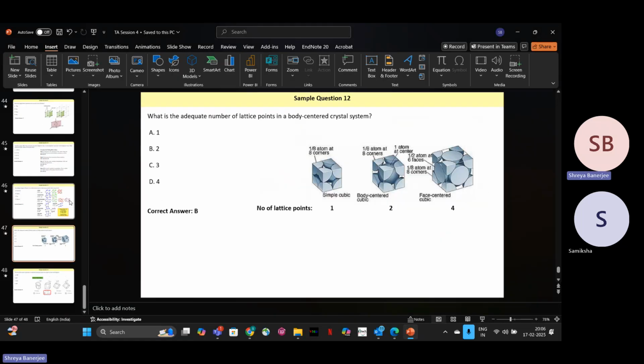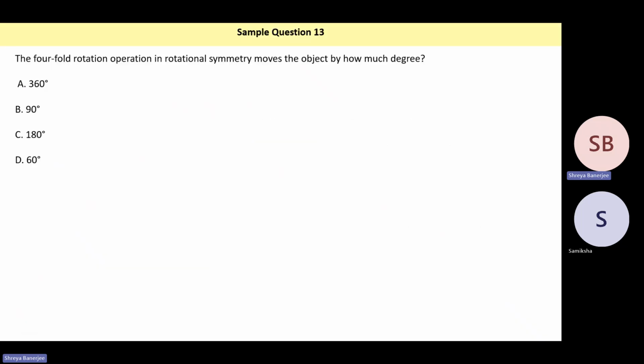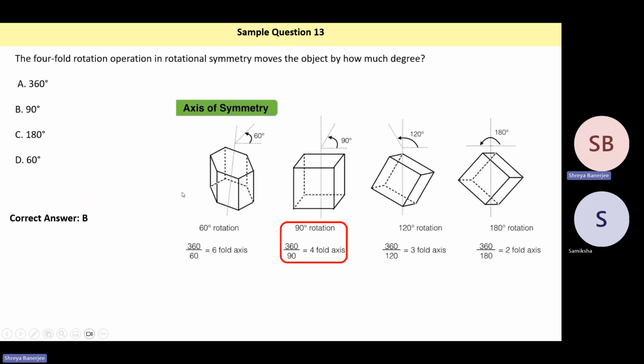Okay, I think those are mostly the questions. And one question is there about just fourfold. So this was just asking that fourfold operation means how many degrees. So that is 90 degrees. How to calculate the number of fold is that if someone is asking n-fold means how many degrees, you just have to do 360 by n. So two-fold is 360 by 2, that is 180. Four-fold is 360 by 4, that is 90 degrees. So the option is B.